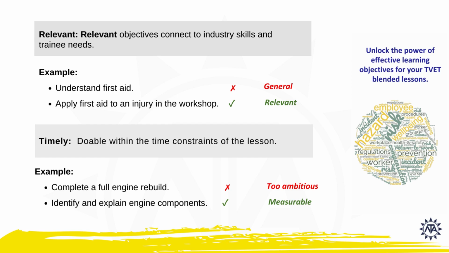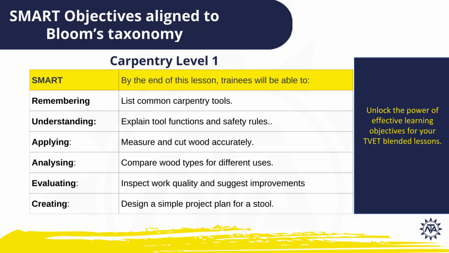For instance, instead of having trainees complete a full engine rebuild, we could have them identify and explain engine components within the 30 minutes of the lesson. This keeps objectives realistic and achievable within one session. Let's look at an example of SMART objectives for carpentry.